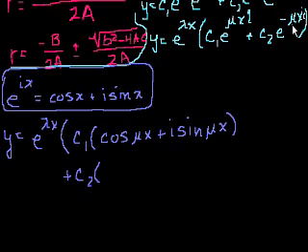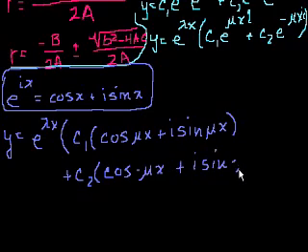And then plus c2 times cosine of minus mu x plus i sine of minus mu x. And let's see if we can simplify this further. So one thing that you might want, well, let's distribute the c's. So now we get, I'll do it in a different color.